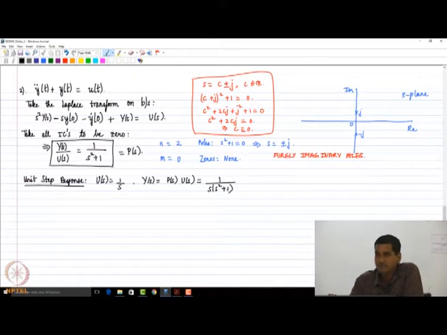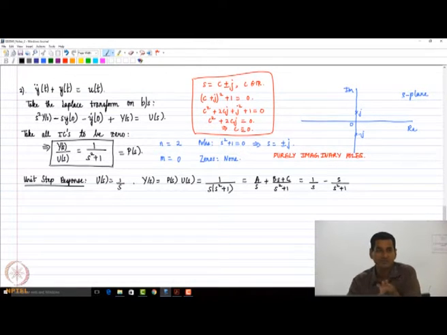Bs plus c divided by s squared plus 1, right? So I can do A by s plus (bs plus c) divided by s squared plus 1. So immediately we see that A is going to be 1. And if you solve for b and c, what are you going to get? Minus 1 and 0. So we will have essentially s divided by s squared plus 1.